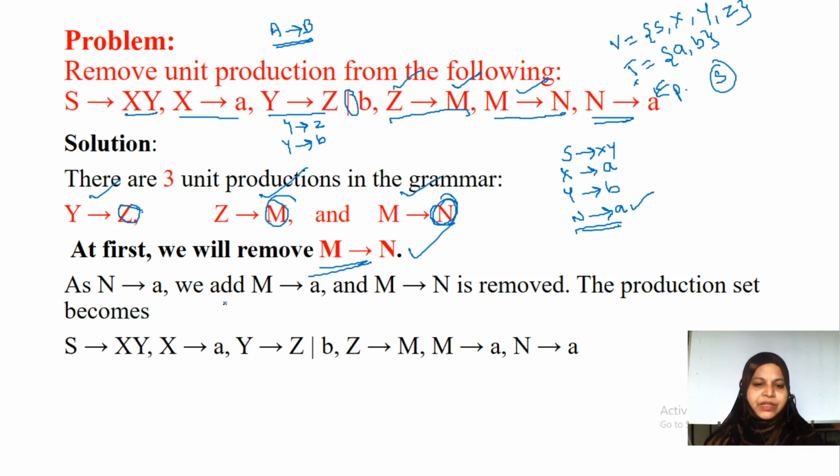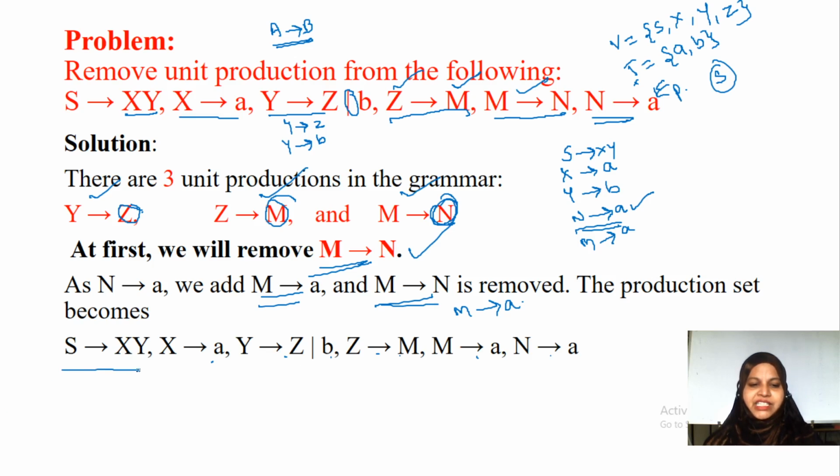So we just add M tends to a, and then delete the M tends to N production. Now my productions are: S tends to XY, X tends to a, Y tends to Z or b, Z tends to M, M tends to a, N tends to a.